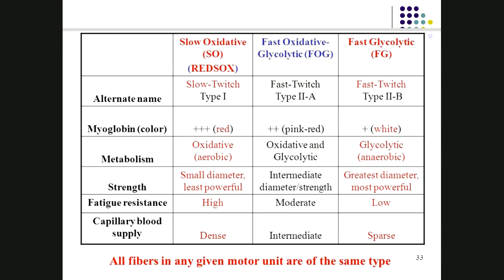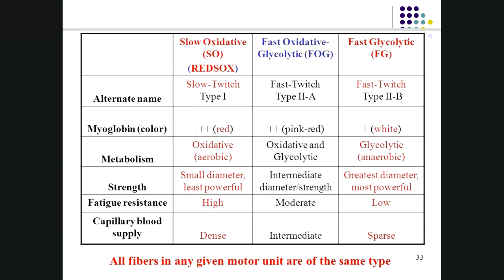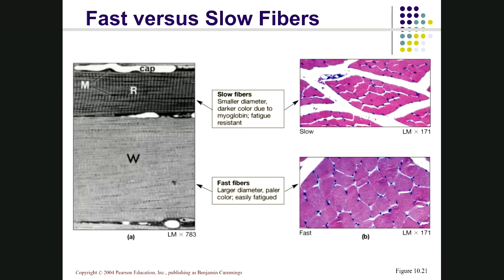So we looked at the red ones. That was these. Let's look at the white ones, these. And if you look at the white ones, they look like this. So look how pale they are. That's because they don't have much myoglobin. Look how thick in diameter they are. They're really, really thick. You can see it in cross section over here.